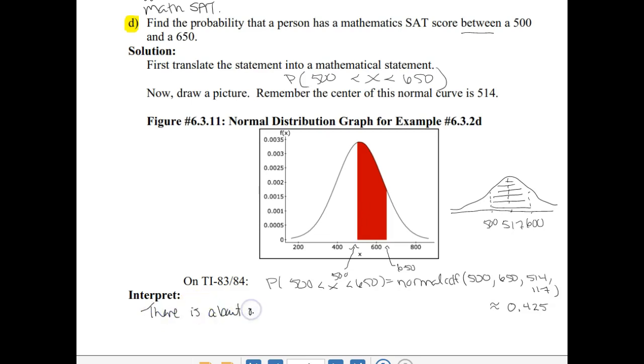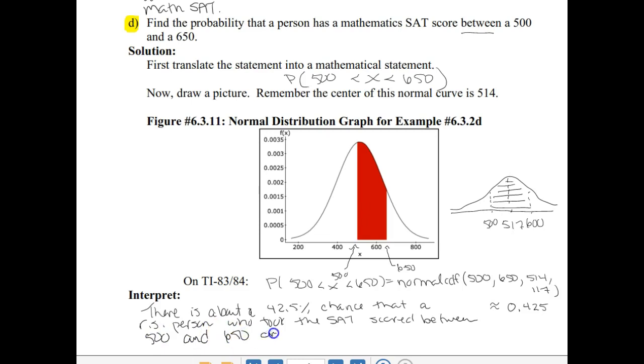Okay, so there is about a 42.5% chance that a randomly selected person who took the SAT scored between 500 and 650 on the math part, the math SAT.